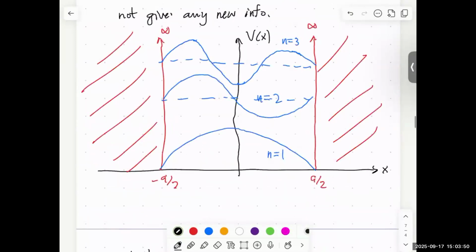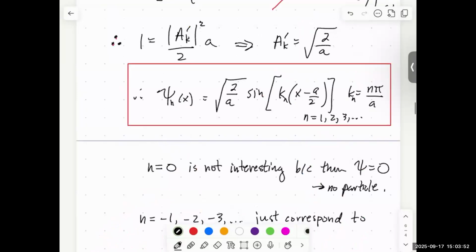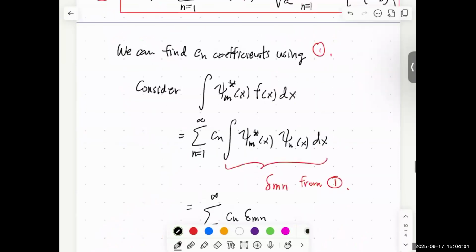Sorry, we'll find it. There it is. So there's the coefficient, and then it's just a sine function, k times x minus a by 2. That's all we're going to put in. Okay.